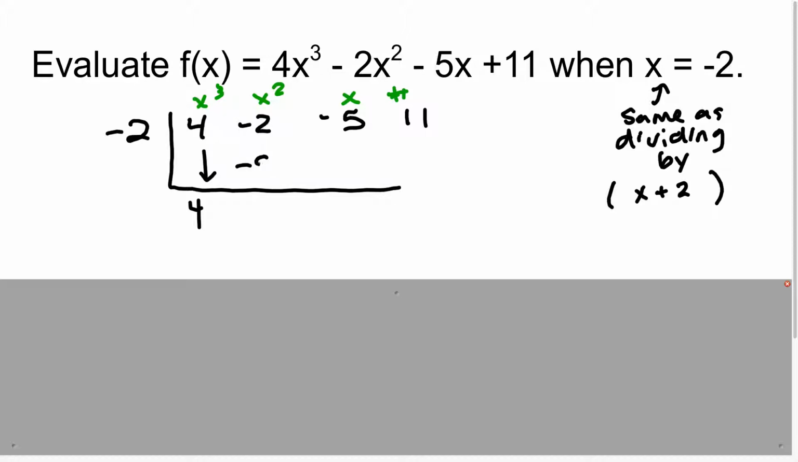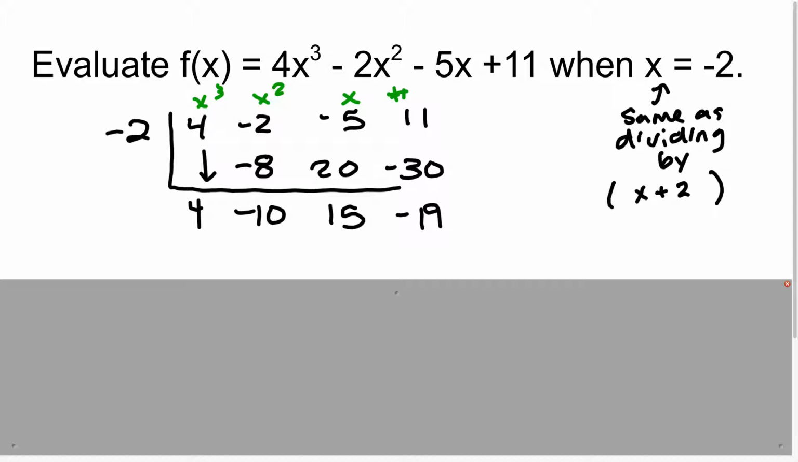4 times -2 is -8. Add down to get -10. Multiply, we'll get +20. Add down, -5 plus 20 is +15. And 15 times -2 is -30. Add down and we'll get -19. Are we okay with my synthetic work?